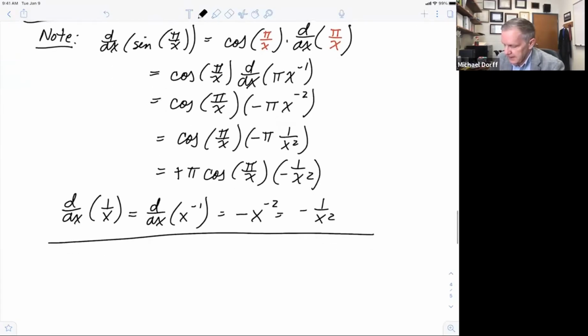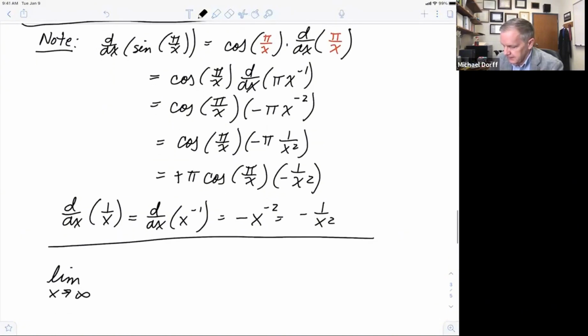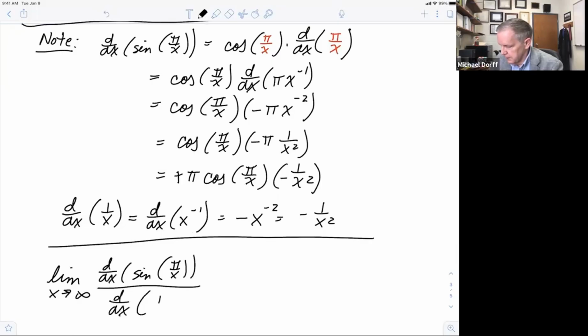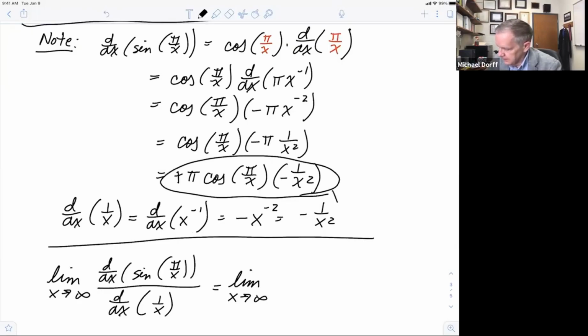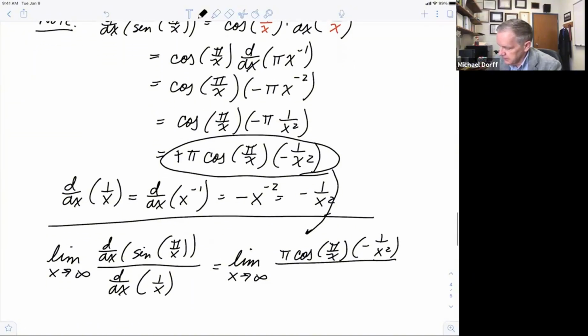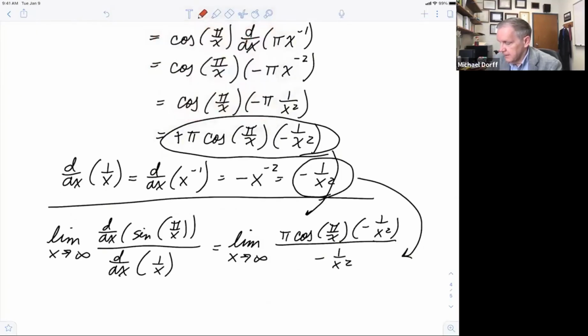So I have my limit, x goes to infinity, of the derivative of sine pi over x over the derivative of 1 over x. And that's going to equal, now that I've computed the derivatives, I'm going to substitute those in. So we're going to put this in here for the top: pi cosine of pi over x times negative 1 over x squared. And in the denominator, we've got negative 1 over x squared. Now notice that both the top and the bottom have a negative 1 over x squared. So I can reduce those out.